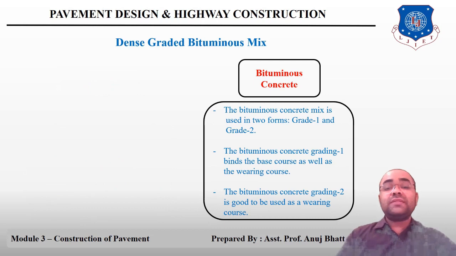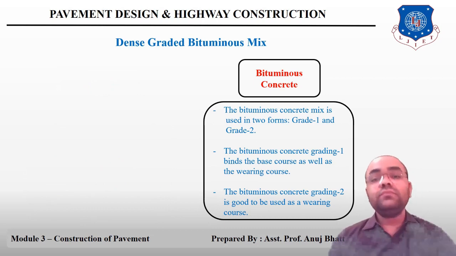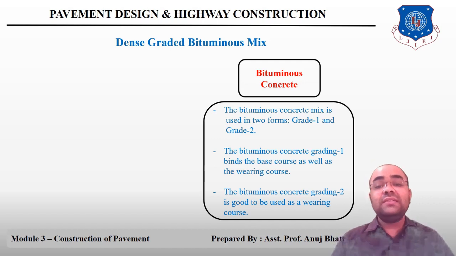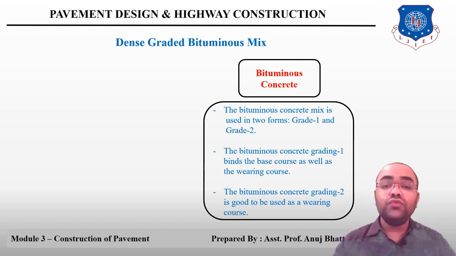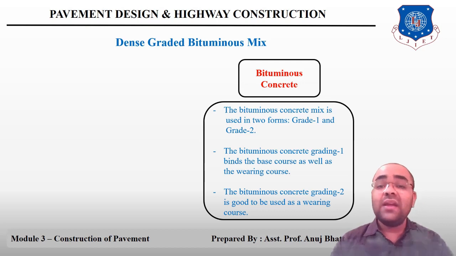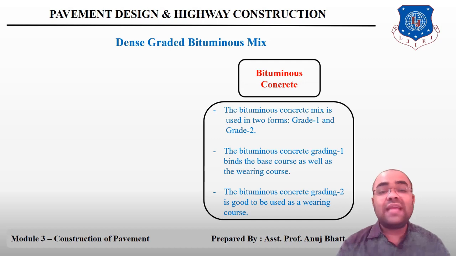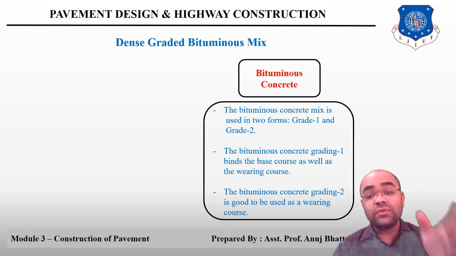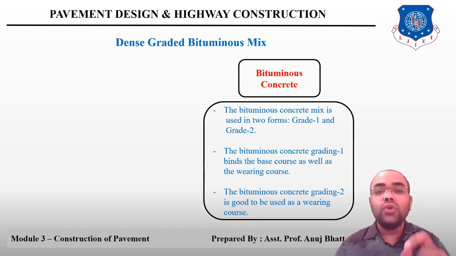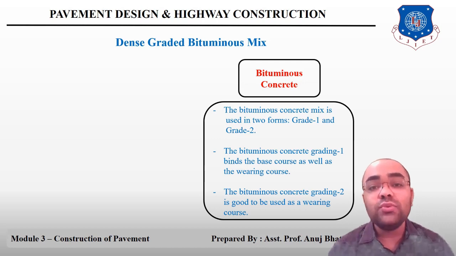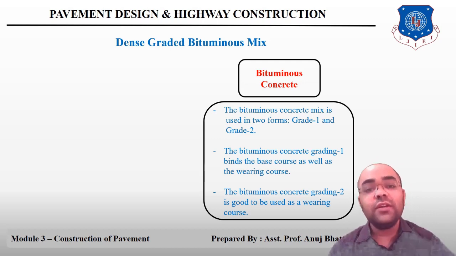Next, that is bituminous concrete mixes. The bituminous concrete mix is used again in two forms, grade 1 and grade 2, wherein grade 1 has a nominal maximum aggregate size of 19 mm, and in grade 2 that size is 13 mm. Bituminous concrete grading 2 is very good to be used as a wearing course. Bituminous concrete grading 1 can be used for the base course as well as the wearing course, though grading 2 is most commonly used in the construction of the wearing course.